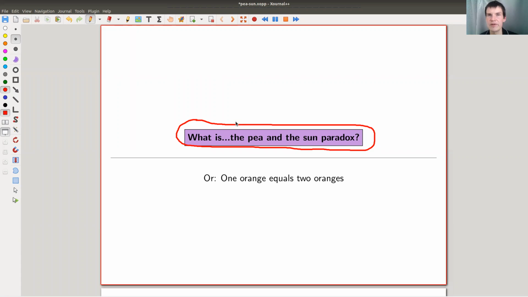In particular, I would like to explain the proof sketched in, or really given actually in this book, The Pea and the Sun paradox. It's a really nice book, and it's self-contained and gives you the proof of this very surprising theorem. Okay, by the way, I will tell you in a second why I call it theorem and not paradox, but the classical name is paradox anyway. And it's a very surprising statement, and I learned it in the following formulation, that one orange equals two oranges, which is the starting point for this video.